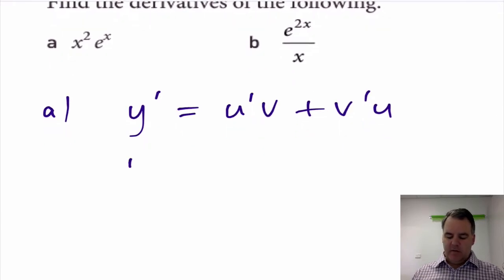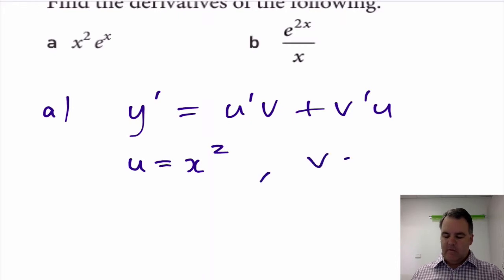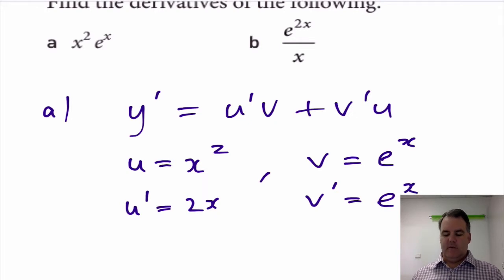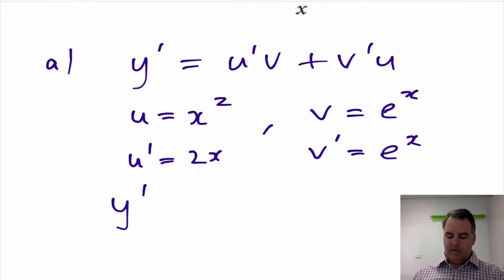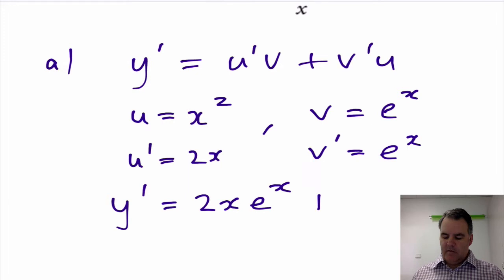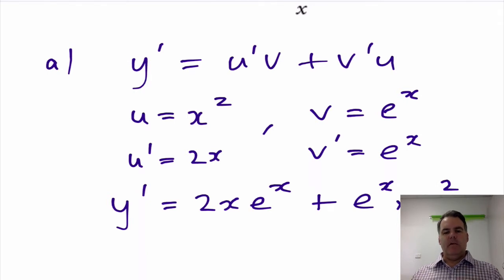So in this case here, we're going to say u is x squared, that first function there, and v is e to the x. So u dash is 2x, v dash is e to the x. There we go. So the product rule says that the derivative dy dx is u dash times v plus v dash times u. Just do that very carefully and very formally, and you'll always get these right for the product rule.